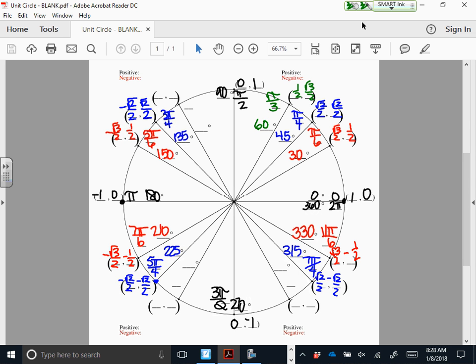What's the difference between the 30 and 60-degree coordinate? X and Y are flipped. So if you can remember one, you can remember the other. You just got to remember which one is which. Okay? All right, let's go here to the second quadrant.